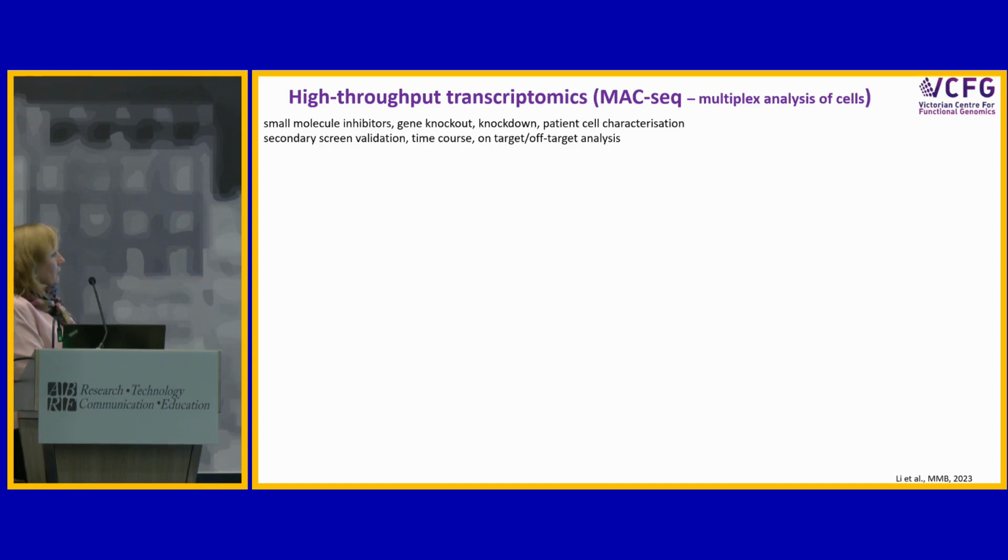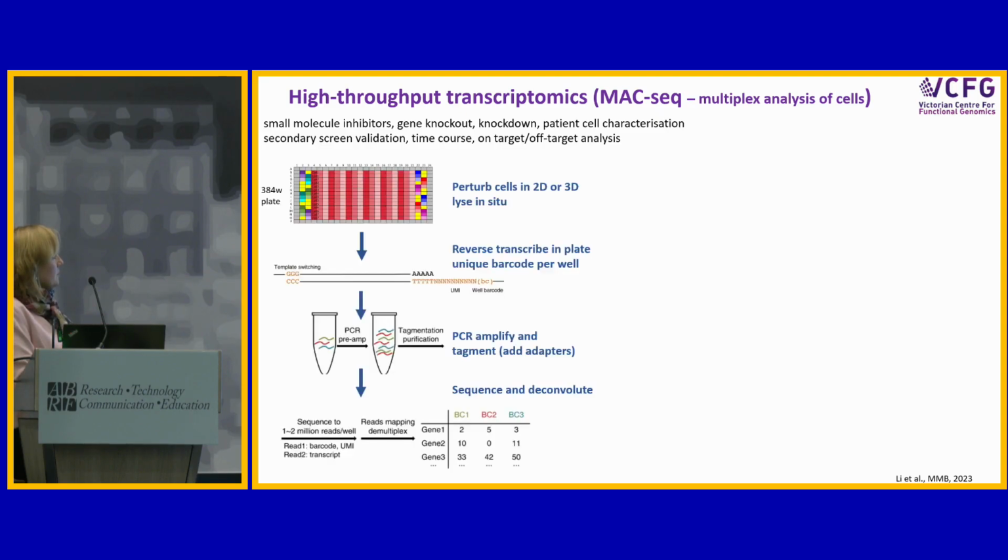And the feed-in can be anything. It dovetails through all of the screening modalities we have, and then other people come because they just want to miniaturize their assays and just do a faster, cheaper version. So here's where we perturb our cells in either a 2D or a 3D setting, and we lyse those in situ in the plate. We then reverse transcribe in that plate with a unique barcode for every well, purify, PCR, amplify, and tagment, and then we pull the whole lot together and we do one sequencing run. And then the deconvolution magic happens with the data analysts.